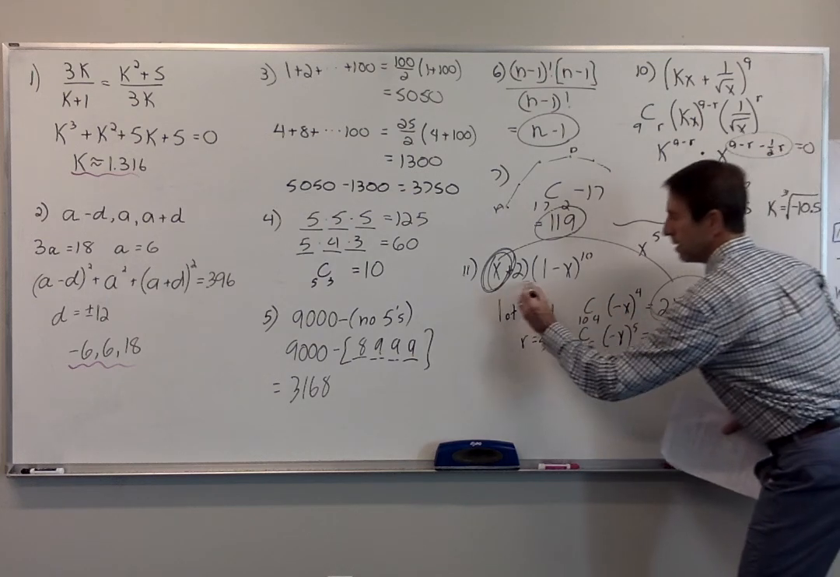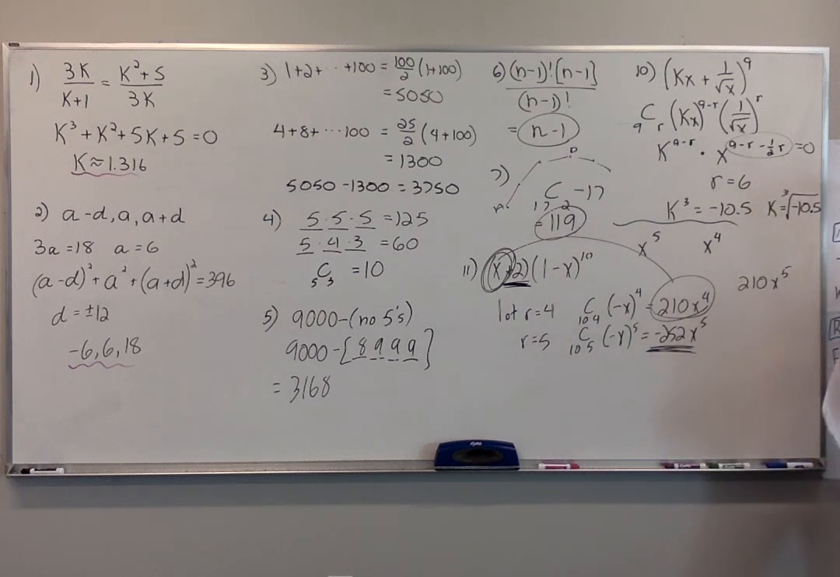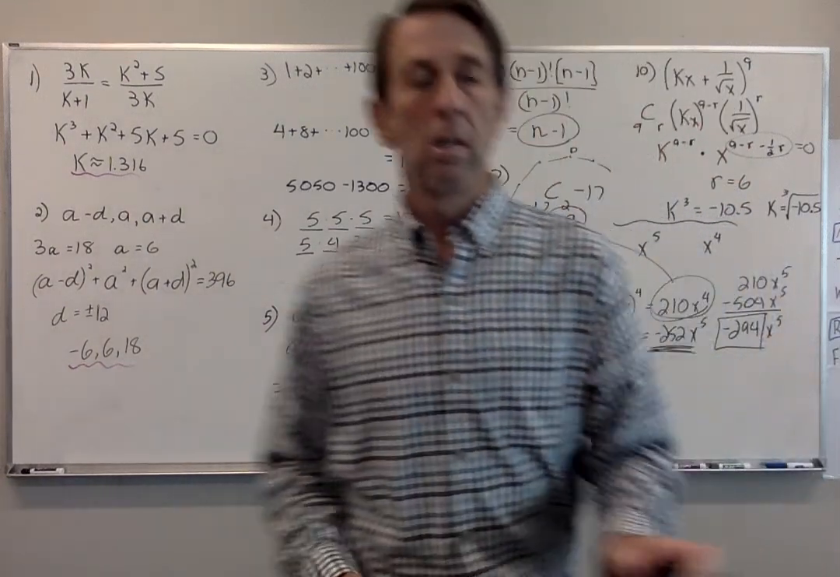And then if I take 2 and multiply it by negative 252 x to the 5th, I get negative 504 x to the 5th. And we go ahead and subtract those, and I hopefully get negative 294. So I get an answer of the coefficient being negative 294.